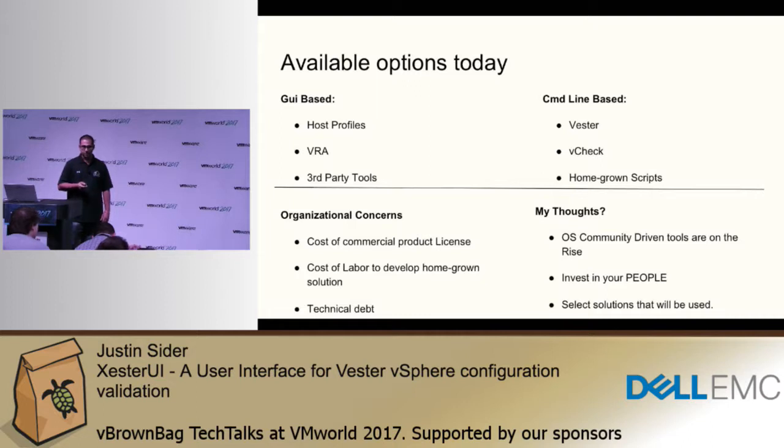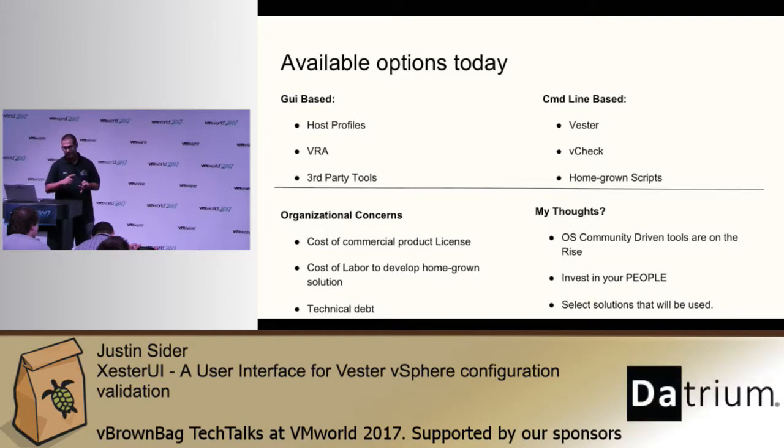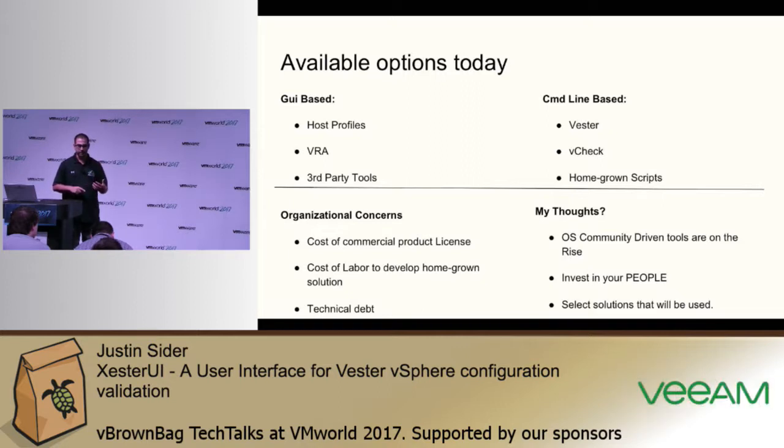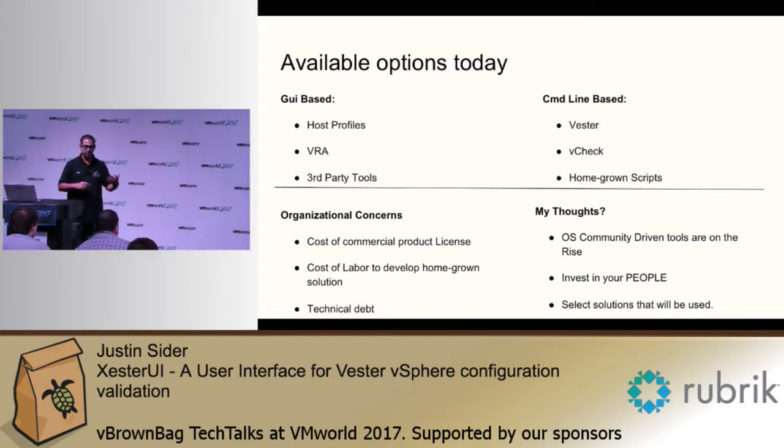Some options we have available today as far as managing this and potentially deploying consistency across. You have host profiles, VRA. I could probably go through more. Ansible, Chef, they all have ways to configure these things. Detection is sometimes going to be problematic. Command line based, we have vSphere, we have vCheck. vCheck has been a great tool out there for a while. That's going to email you a report.